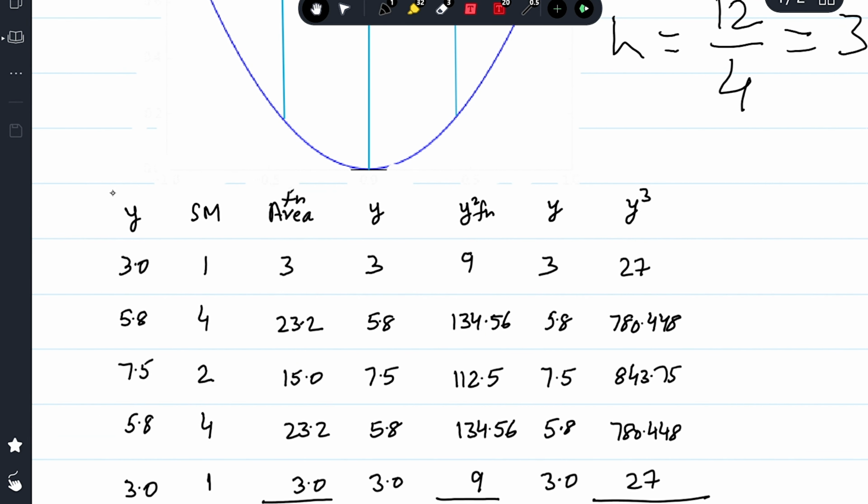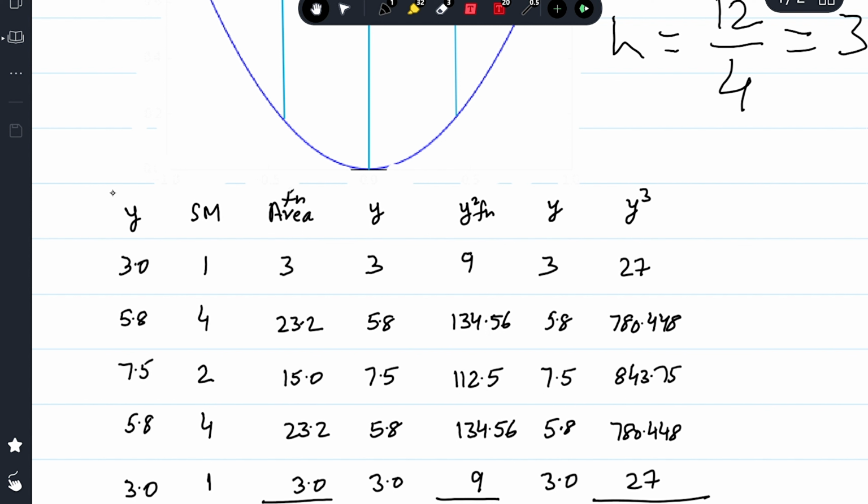First we write down y. Y is the ordinate. Vertical ordinate, the symbol for the vertical ordinates is y coordinate, and we write the ordinates 3, 5.8, 7.5, 5.8 and 3. Simpson's multiplier, because these are 5 ordinates, so 1, 4, 2, 4, 1. So the ordinate is multiplied by the Simpson's multiplier to get area function. Okay, each ordinate is multiplied by the Simpson's multiplier, and we get the respective area functions, product of the area.